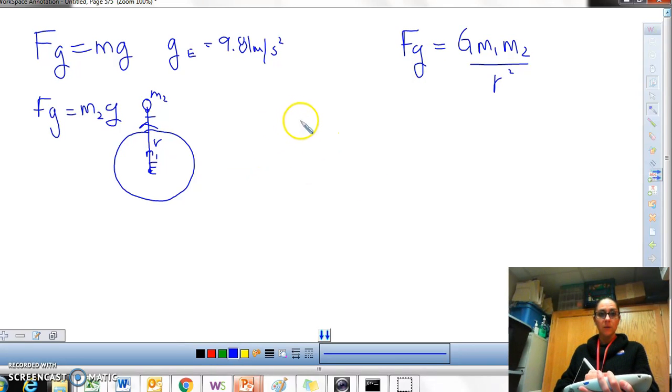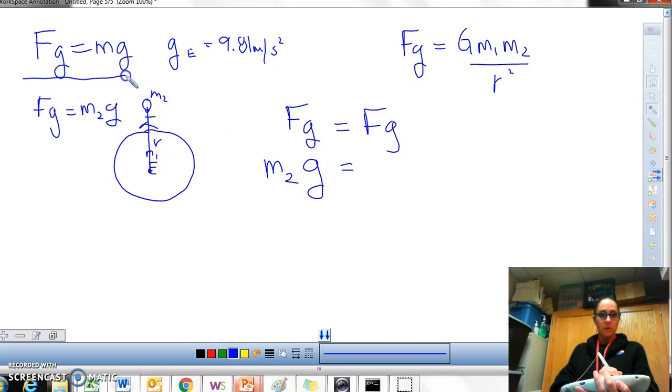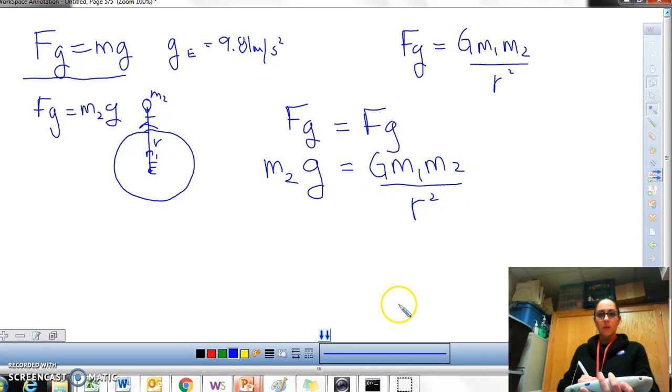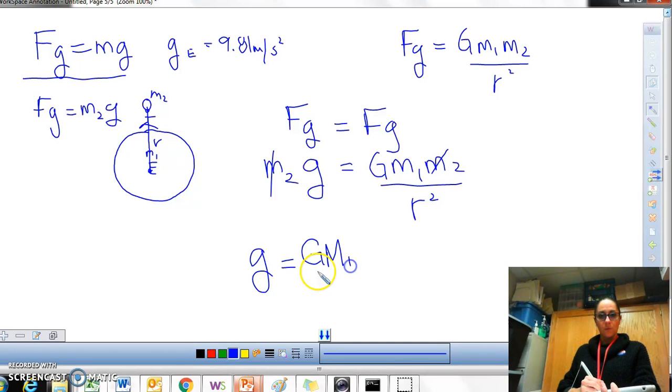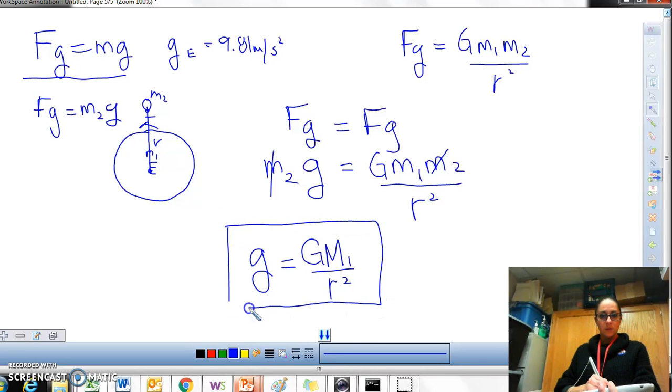So what we get is force of gravity equals force of gravity, right? Force of gravity in this sense is m2g. That's from here. And then I'm going to plug in this one, which is G m1 m2 over r squared. I hope you notice that when you have the same variable on both sides of the equation, they cancel. And then we're left with g is equal to G m1 over r squared. And there you have it.